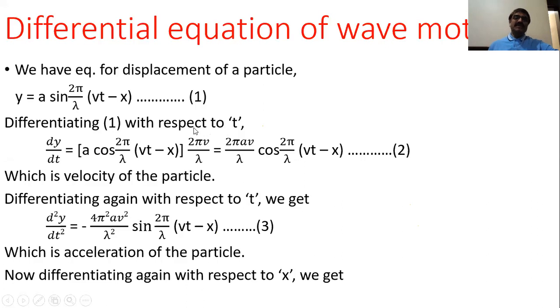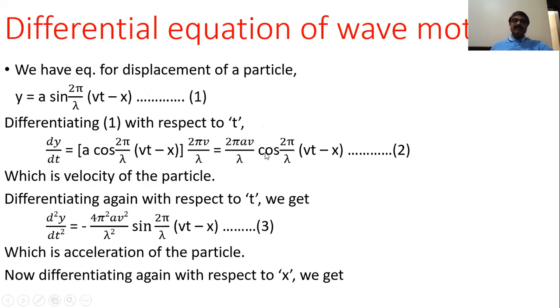Now differentiating again equation 2 with respect to t, we find the rate of change of velocity. And what is the rate of change of velocity? That is called the acceleration of the particle. Now let us differentiate this. After differentiating dy by dt with respect to t, we find d by dt of dy by dt, or d2y by dt square, and that is called acceleration.